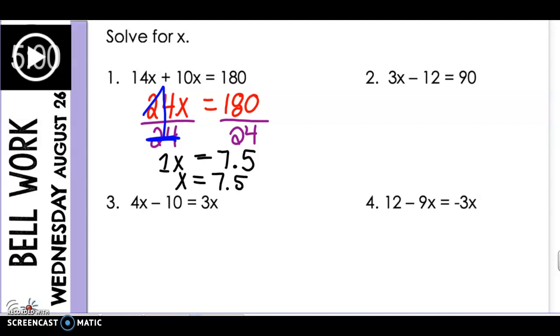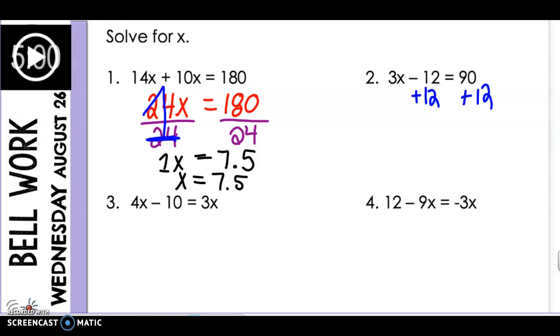Number 2, 3x minus 12 equals 90. Solving an equation, the goal is to get the x on one side of the equation by itself. So 3x minus 12, are those like terms? No, because one of them has an x and one doesn't. One has a variable and one doesn't. So we can't combine them. What we need to do is move this 12 over to the other side of the equal sign.